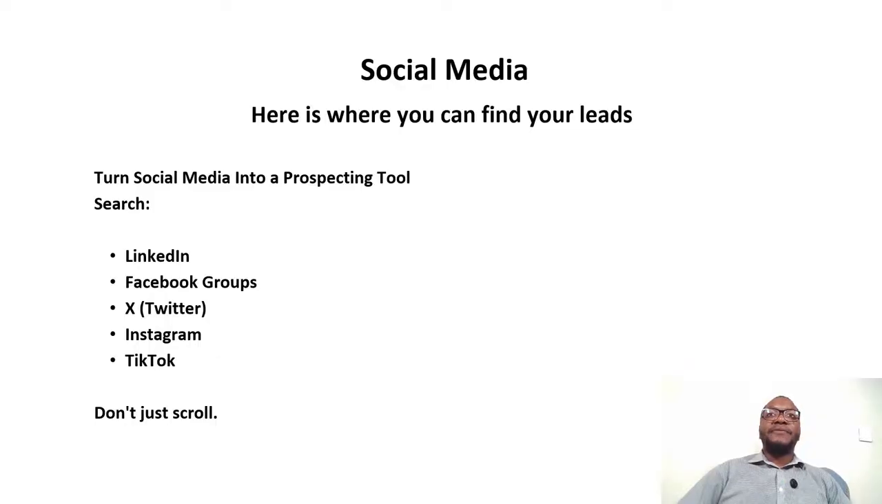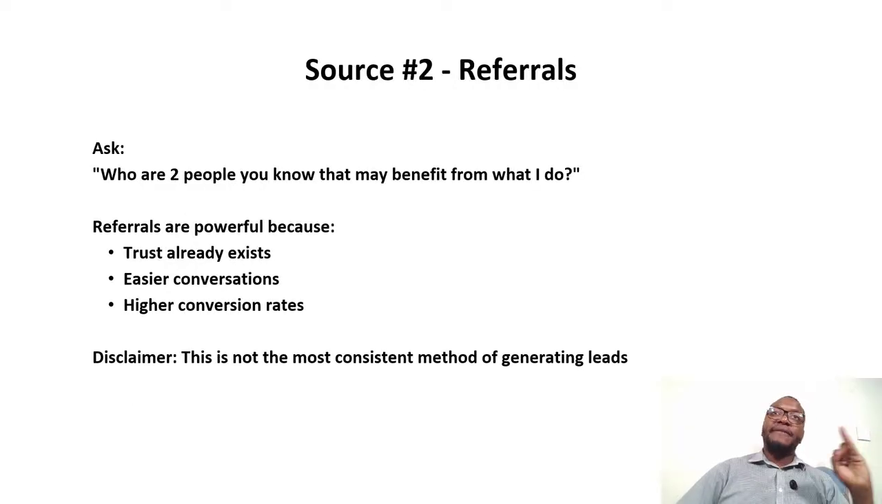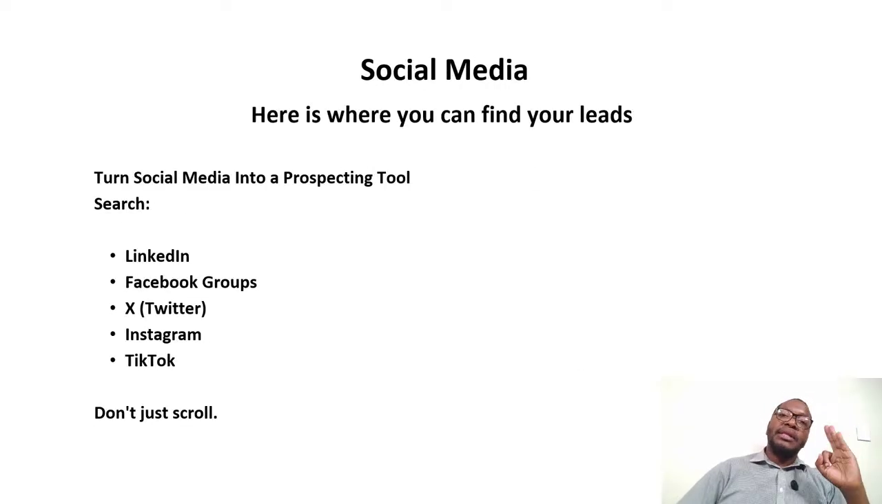The next 25 people we have on our list. Remember, 100 we've discussed. The first 25 was your existing network. The next 25 are referrals. The next 25 is social media. So now we're on 75 prospects that we've generated.